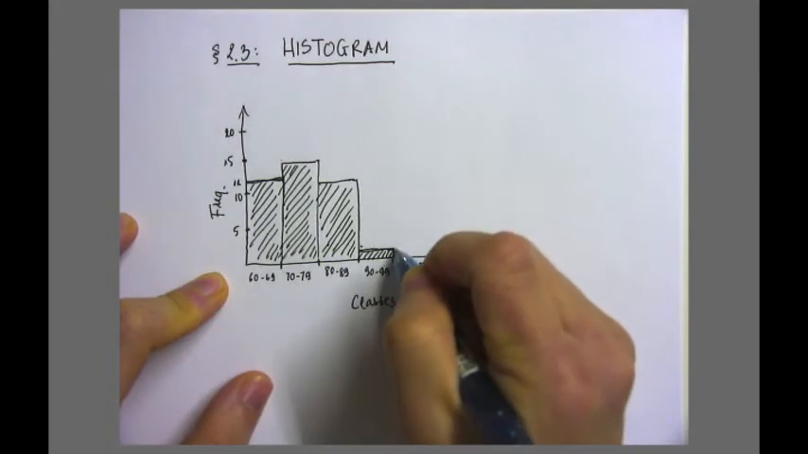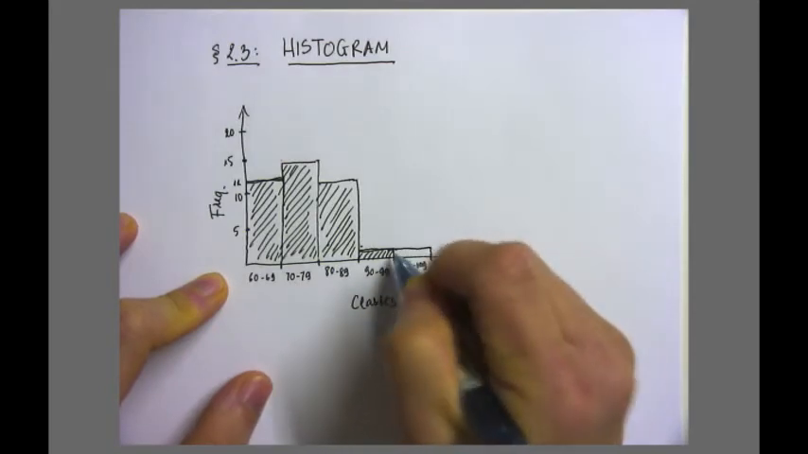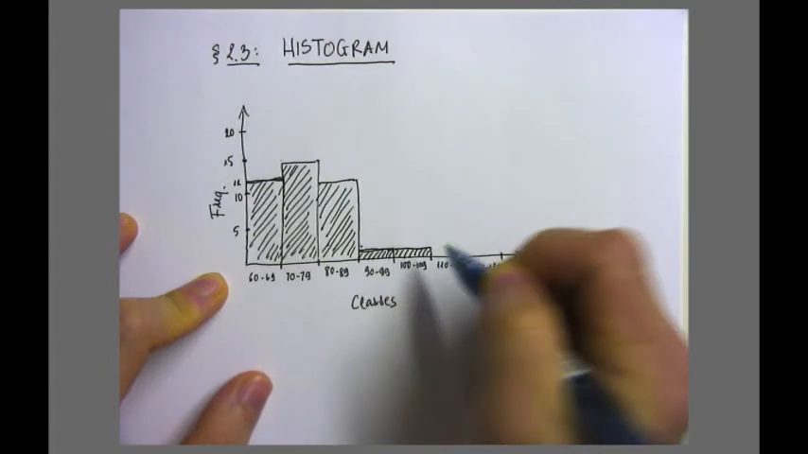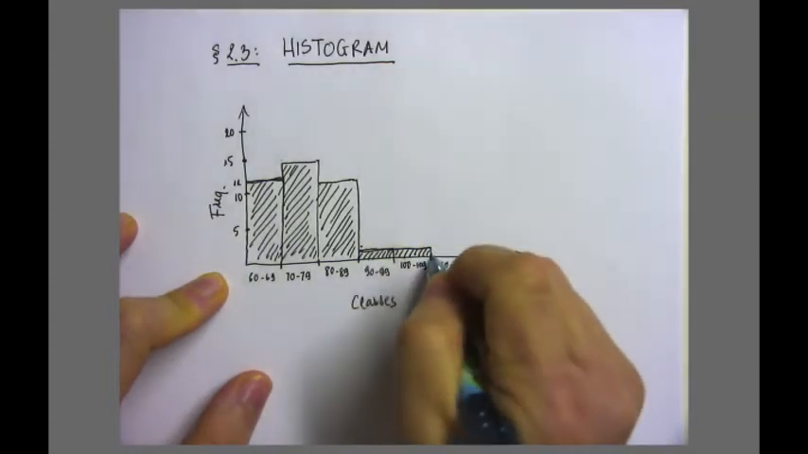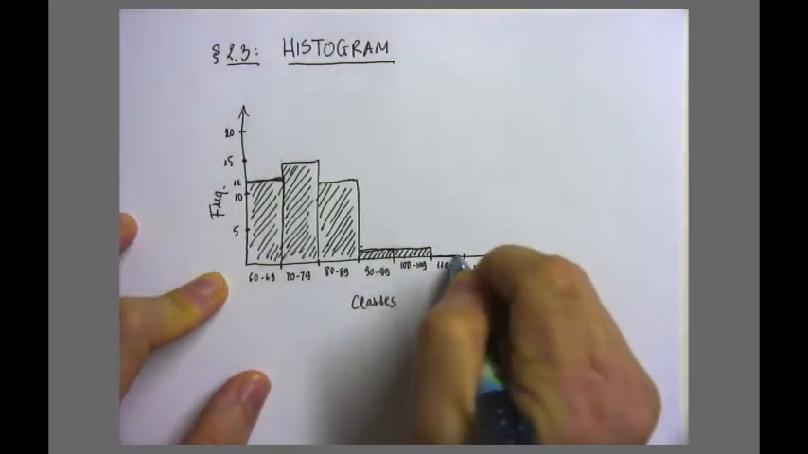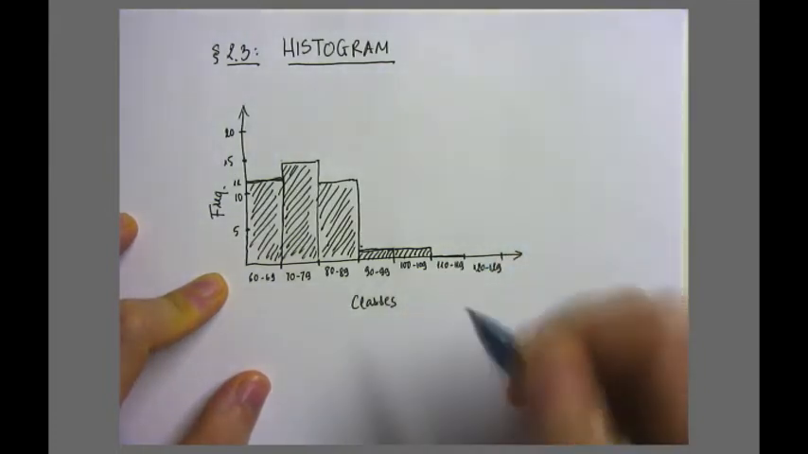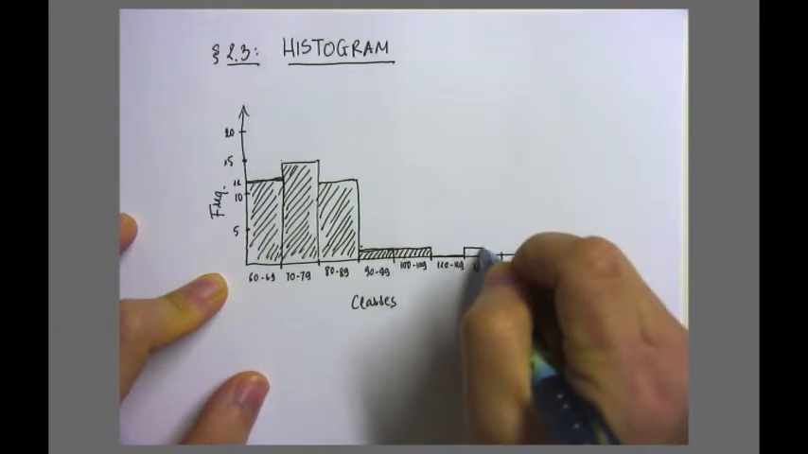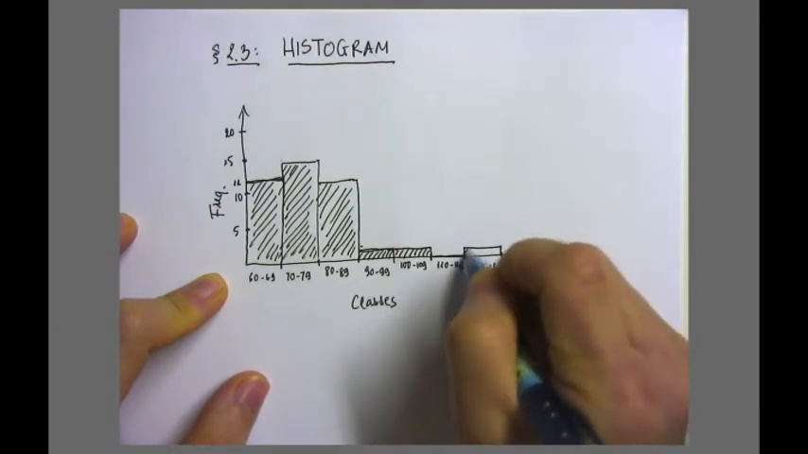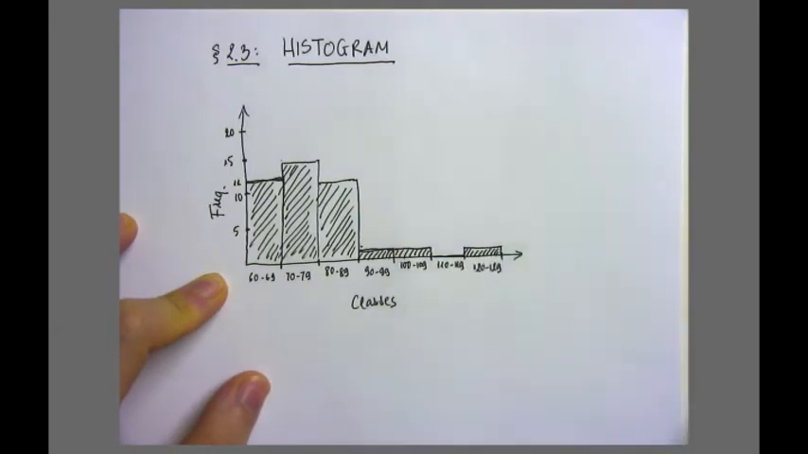From 100 to 109, I have frequency 1 once again, if you read on the chart. And notice the class from 110 to 119 has 0 members, so that's simply height 0 on the scale. And here's the last one. Here we have a height 1 again.